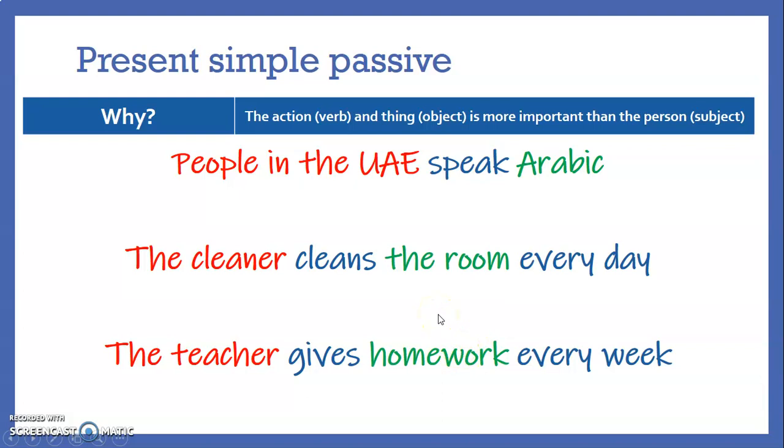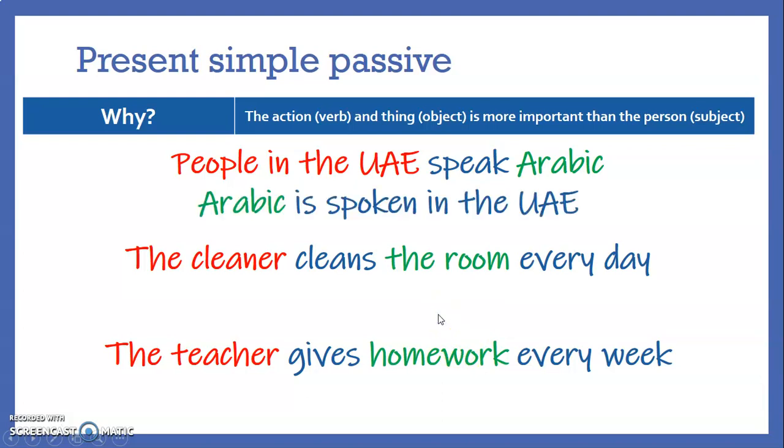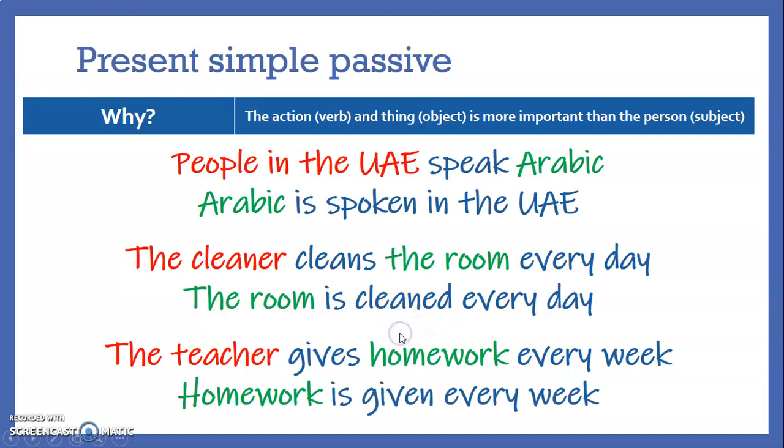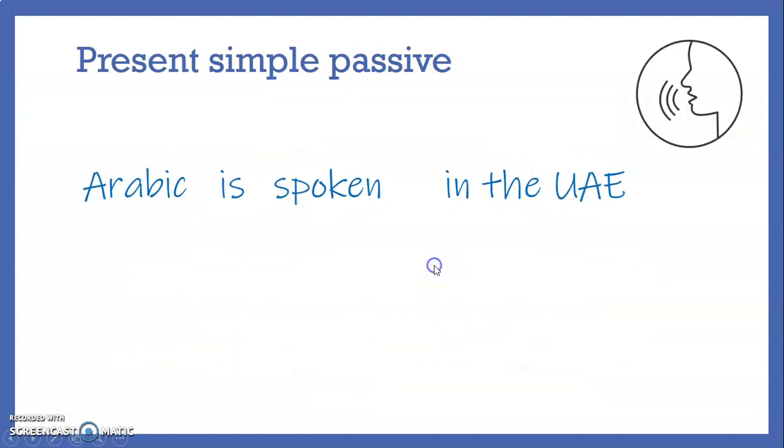So we would write sentences like this. Arabic is spoken in the UAE. The room is cleaned every day. Homework is given every week. For pronunciation of the passive, the stronger sounds, if you listen, are on the subject or the noun, the object noun, and the verb. Arabic is spoken in the UAE. The is quite soft. So these circles show the soft and the loud sounds. Arabic is spoken in the UAE.